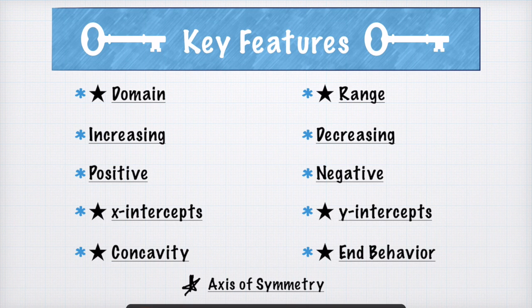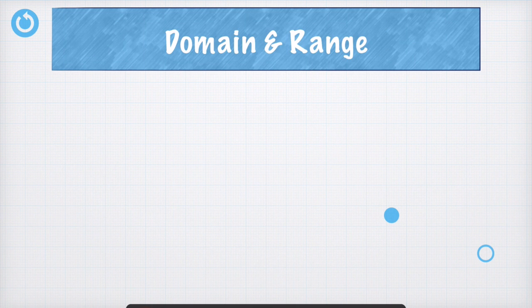These ones are starred because they're things that aren't really self-explanatory. Like increasing and decreasing should be easy enough to understand. Domain and range are really weird ones. So we have domain and range, increasing, decreasing, positive and negative, x and y intercepts, concavity and behavior, and axis of symmetry. We're going to go over all of these things today. And we're going to start with our domain and range.